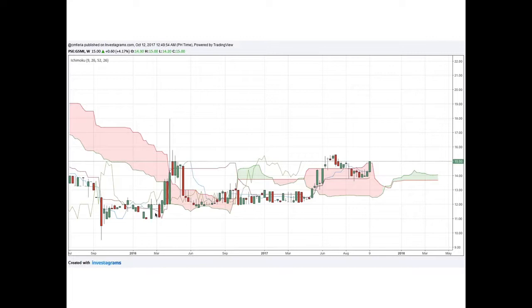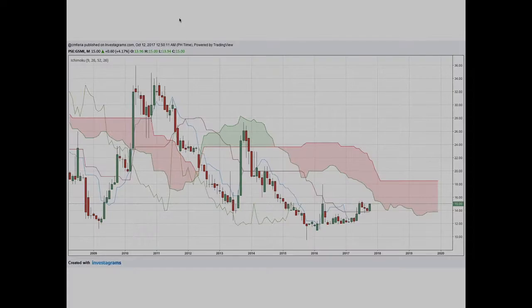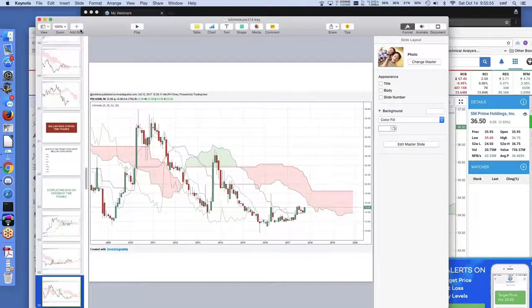We have GSMI, which made a strong breakout lately. It broke out on the daily chart and on the weekly chart, but it is still below the Kumo on the monthly chart. The screenshot was on October 12. Yesterday, it stopped at the Senko A level on the monthly chart. Let me show you.